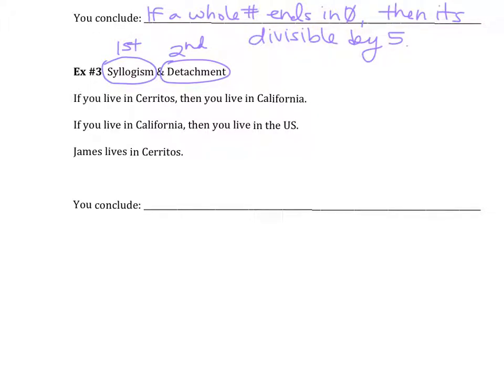Anyone see the conclusion right now? James lives in California. James lives in the U.S. Okay? Here's why. If we're going to do law of syllogism, it's going to involve these two statements, right? Law of syllogism is always two if-thens. What's the same about those if-thens? California. So we're going to get rid of California.